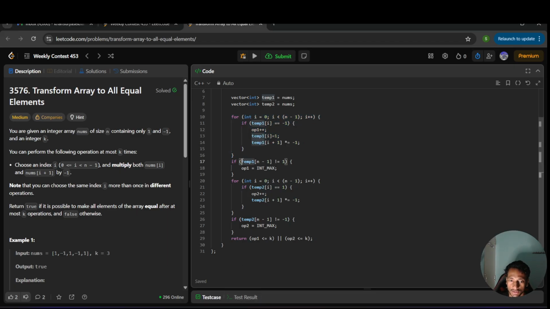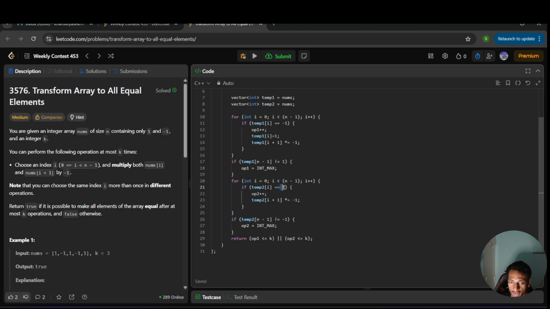So that's why I check whether the last index n minus 1 is not equal to 1. That means how many operations are needed? Infinity. That means it is not possible. Again, now our target is to convert all the numbers to minus 1. So again I am traversing from 0 to n minus 2. Clear? And here you can see that I am traversing the second temporary array.